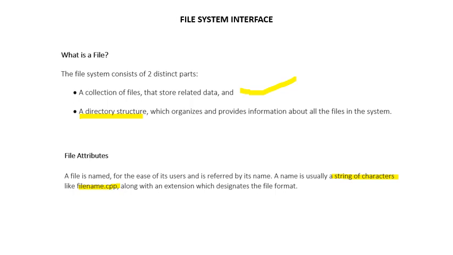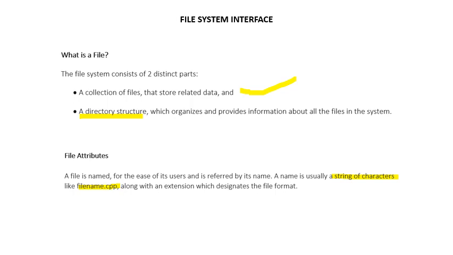In the next slide we'll be seeing the different file attributes. Before that, after giving the extension, some systems distinguish between uppercase and lowercase characters in the names. Some operating systems like Linux are very case sensitive: if you save the file with uppercase, then you need to open the file in uppercase only, whereas other systems don't.